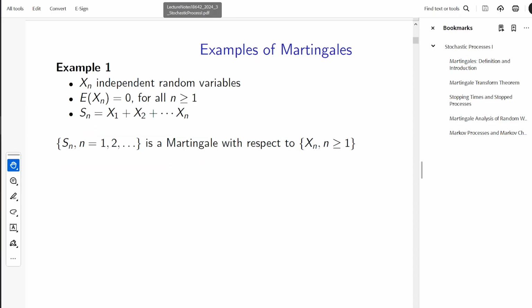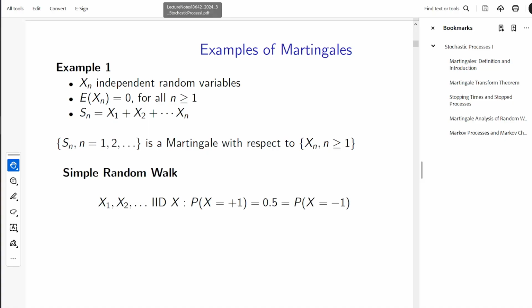Now, let's consider perhaps the simplest example of a martingale, which is basically a random walk. Suppose the Xn sequence is just independent random variables that each has mean 0. And Sn is the sum of the first n X's. Then this Sn is a random walk with steps given by X. And it's going to be a martingale with respect to the original process of Xn's.